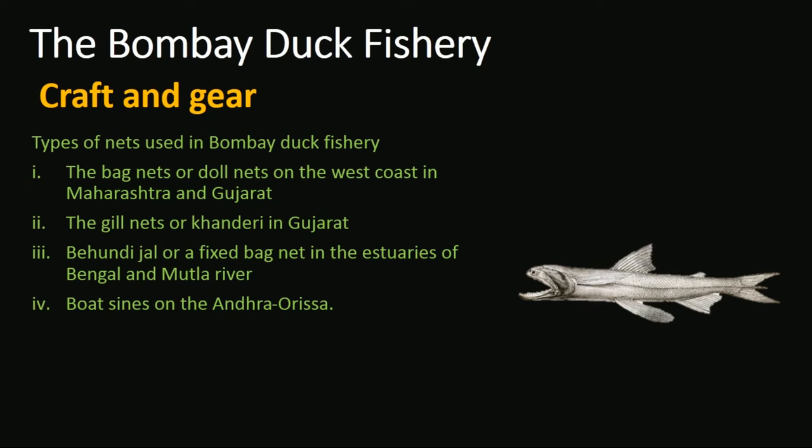Many types of nets are used to catch Bombay duck on the west coast as well as the east coast. The bag net, or dol net, is the most important on the west coast, particularly in Maharashtra and Gujarat. The gill net, or khandari net, is also used in Gujarat. Then the behundi jal, or fixed bag net, is used in the estuaries of Bengal and the Matla river in West Bengal. And boat seine nets are used on the Andhra and Orissa coasts. These are the four types of gear used particularly to catch Bombay duck.